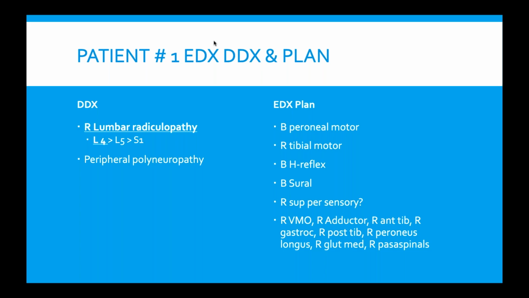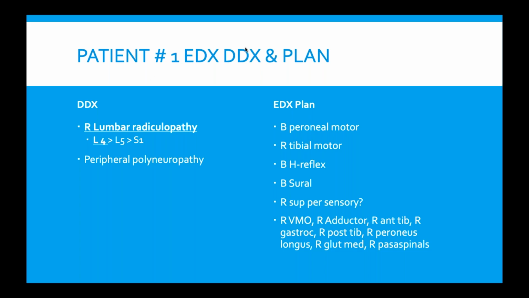Okay. So for EMG to look at L4, we want to check a few L4 muscles. So the VMO, the adductors, right anterior tibialis, those are very good L4 muscles. Some S1 just to kind of surround abnormality with normality and do a general screen for the gastroc and the posterior tibialis. Peroneus longus is a good L4 and L5 muscle. And then the glute medius can be done to check for another L5 and has a little bit of L4 contribution as well. And of course, obviously, with the radiculopathy, we definitely want to check the paraspinal muscles.